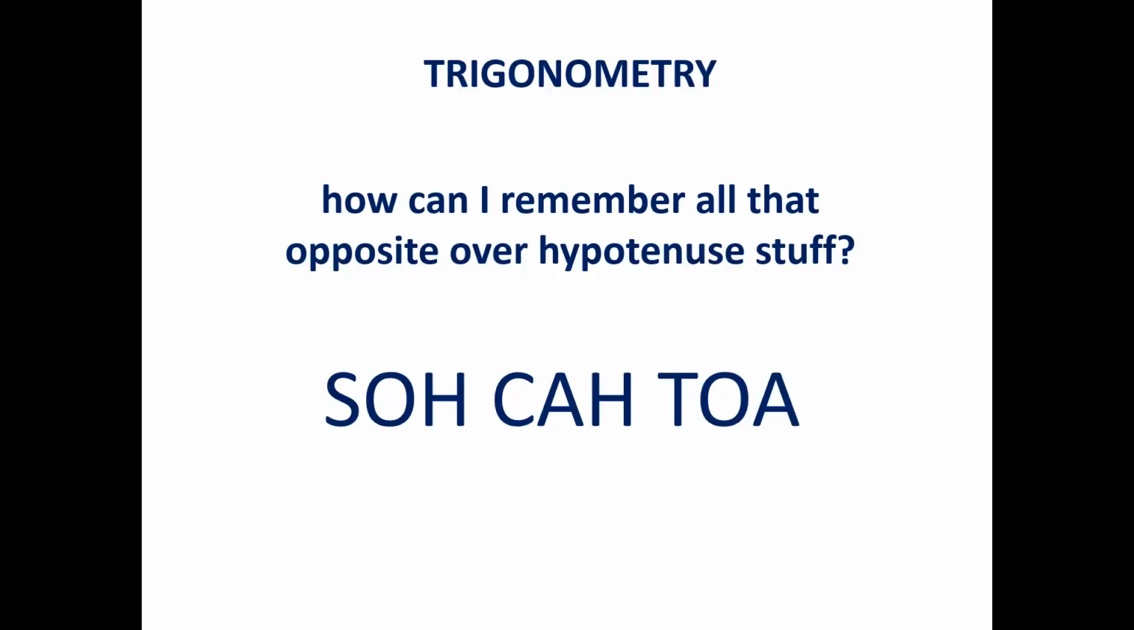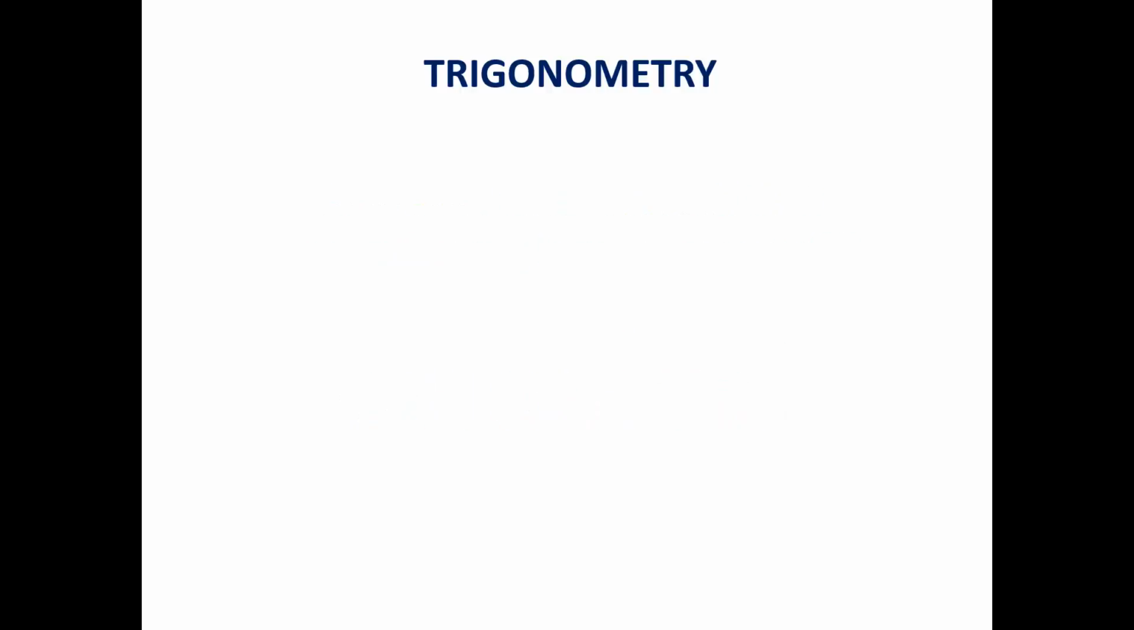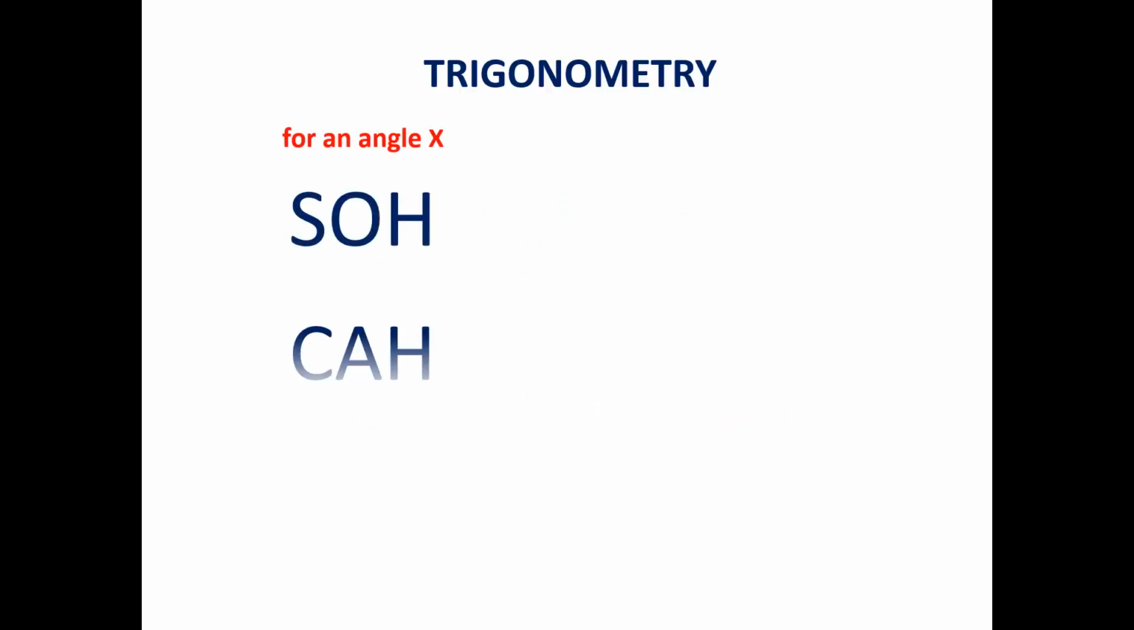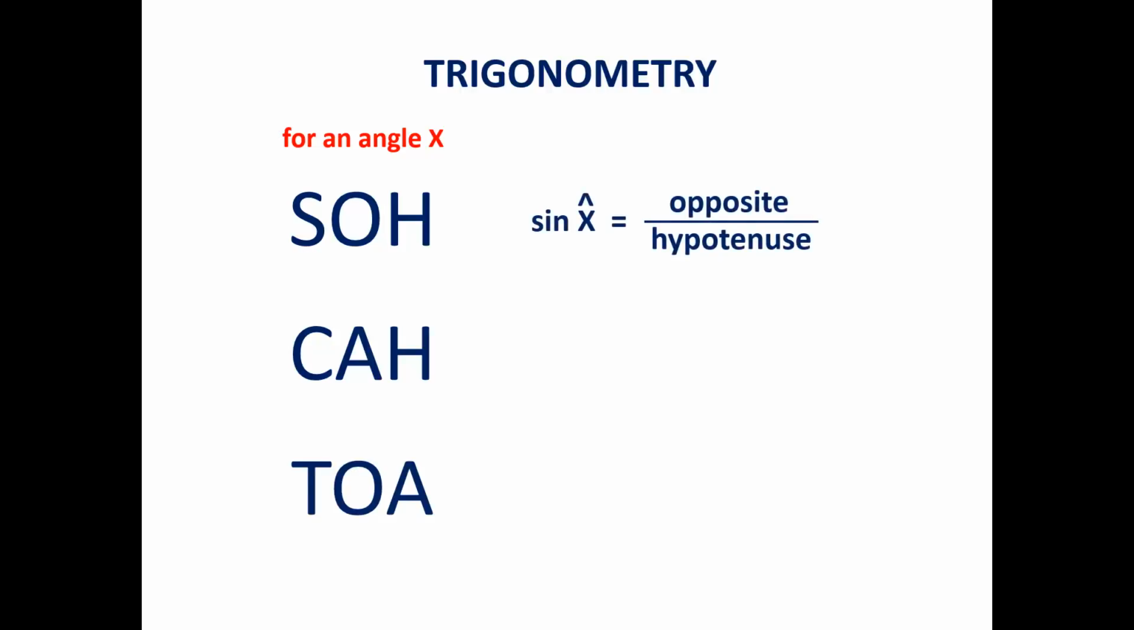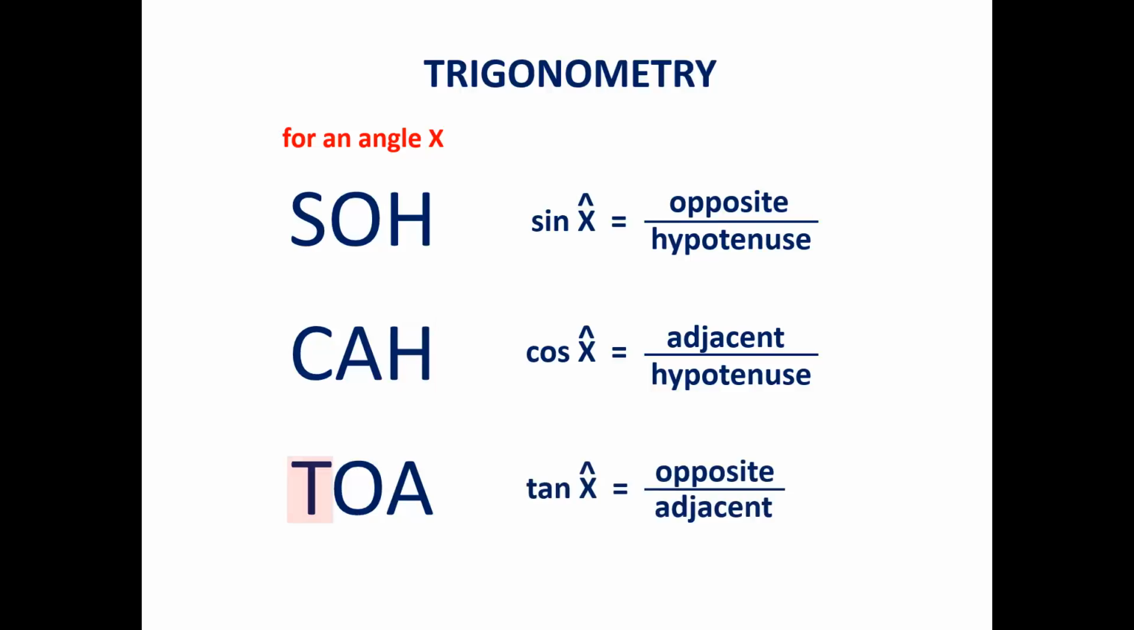And you can use words to help you remember that. If you look online, you'll find loads of different words you can put in for SOH. I always remembered it by SOHCAHTOA. So let's have a look. What does SOHCAHTOA mean? For an angle X, SOH means sine, it's opposite over hypotenuse. CAH: cos is A for adjacent divided by H for hypotenuse. And TOA: tan is O for opposite divided by A for adjacent. SOHCAHTOA.